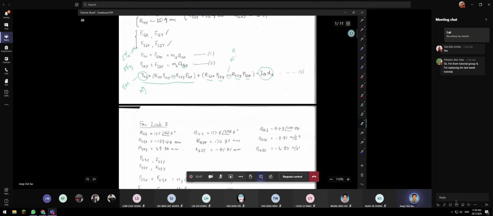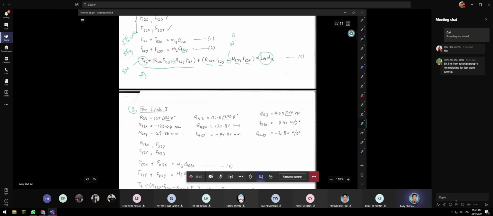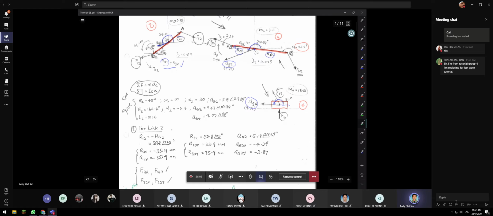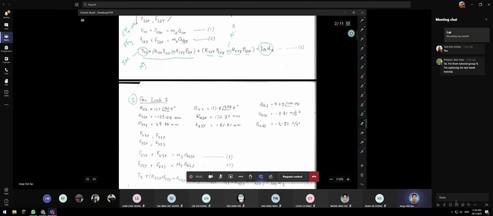Now you go on to link number 3. So we work on link number 3. Same thing, you got the radius, isn't it? You got R23, and you got radius R43. Resolve these into x and y components: R23 into x and y, R43 into x and y component. Now, acceleration AG is also given. You resolve it into x and y components as well.